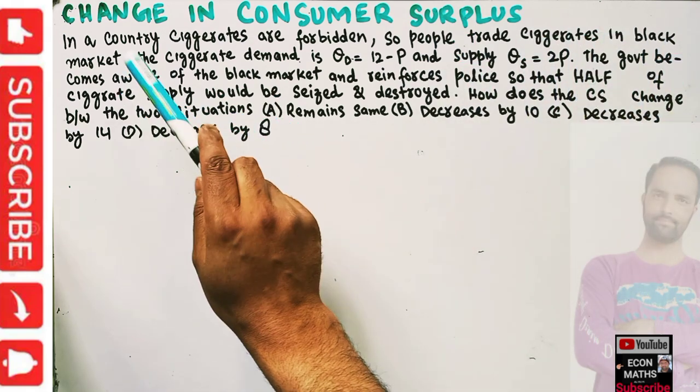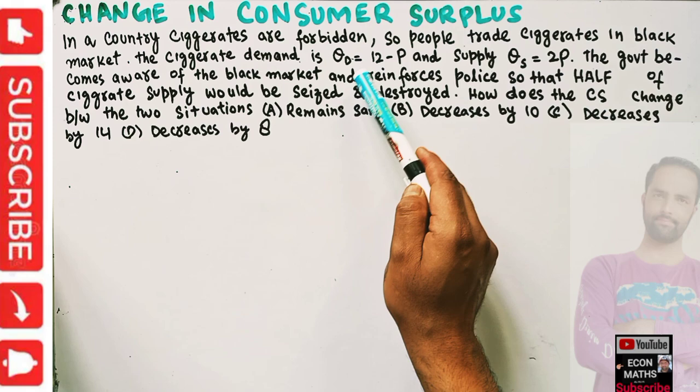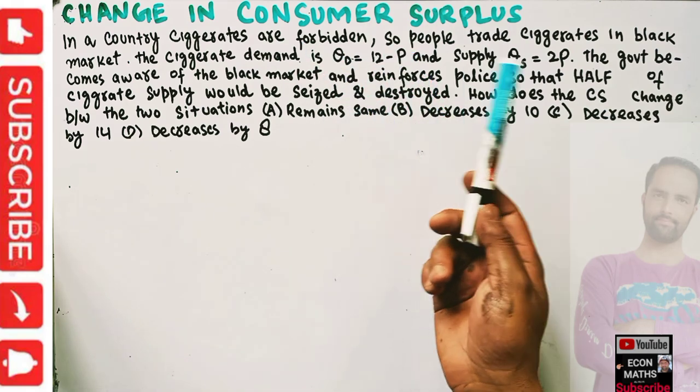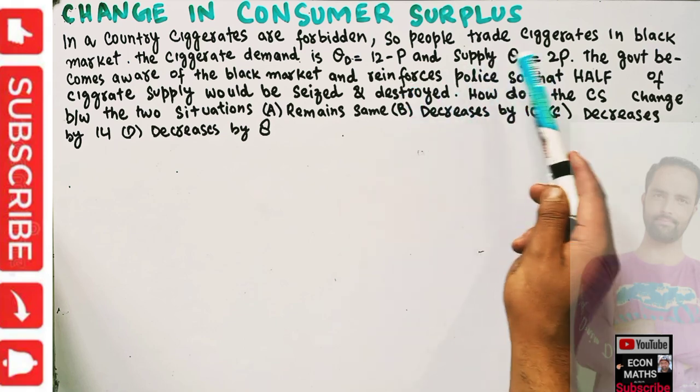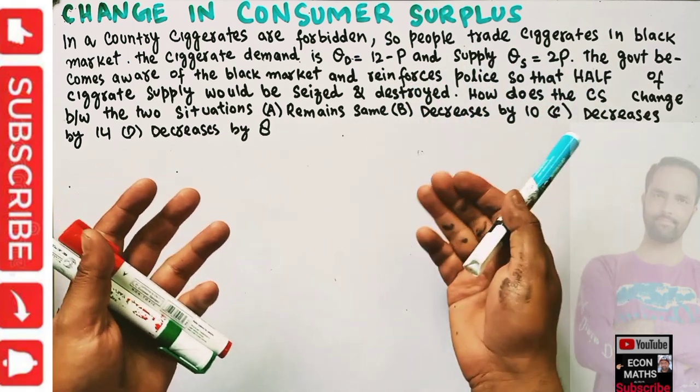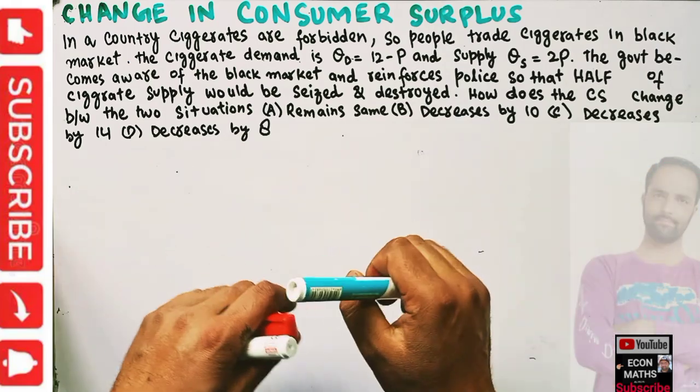The cigarette demand is given by QD is equal to 12 minus P. P denotes the price, Q denotes the quantity demanded of the cigarettes. And supply is given as QS is equal to 2P. So people trade this stuff in the black market.